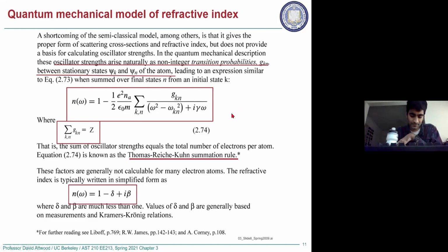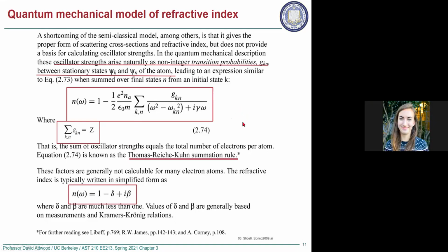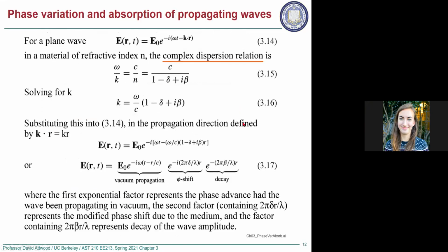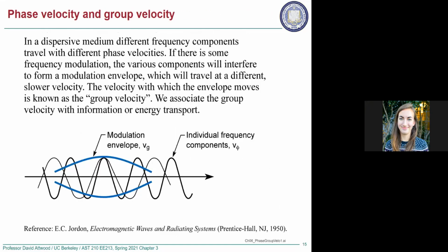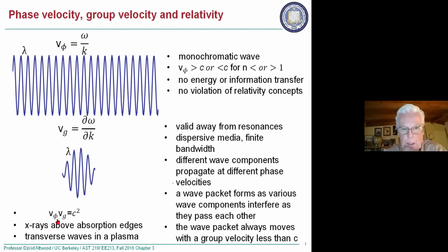Professor? Yeah. On the slide with the monochromatic wave and the phase and group velocity, I think on the next slide you have an equation that says V phi times Vg equals c squared. But if Vg is always less than c, then how can this equation be true if V phi is not always greater than c? Like, if they're both less than c, then I don't understand.